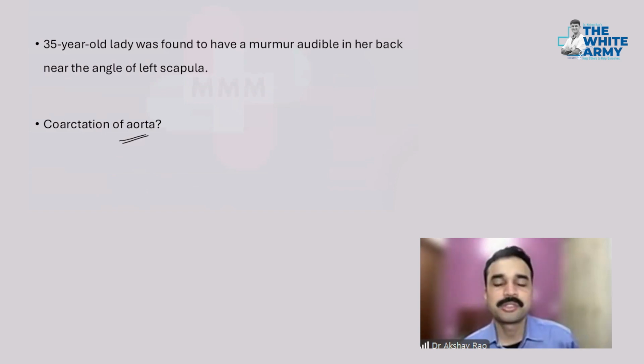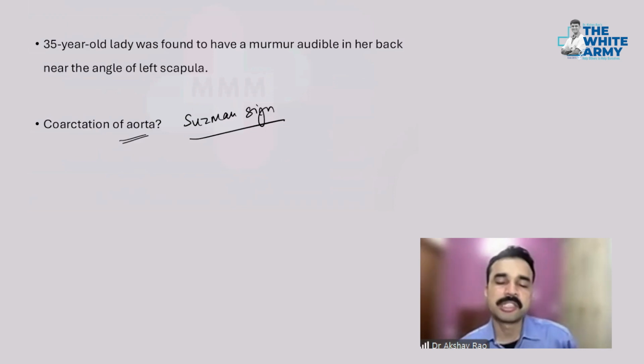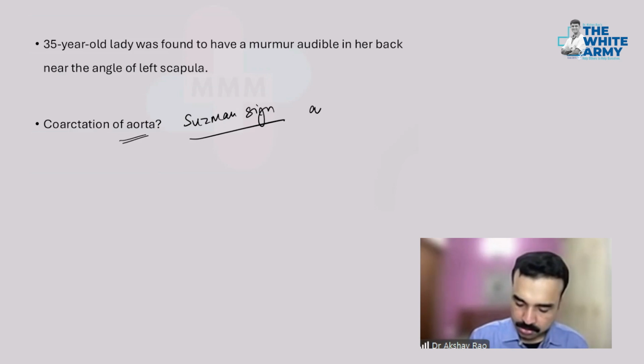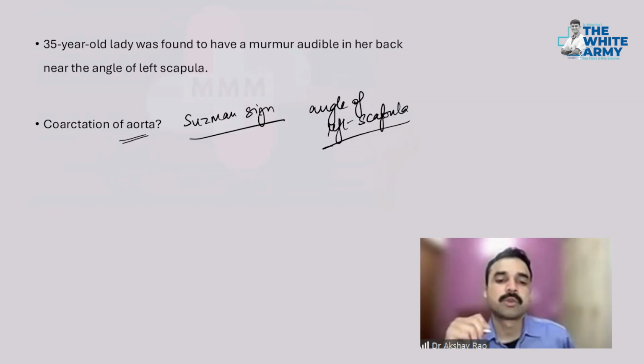So he called us and was discussing that maybe we should look for other signs like Suzman's sign. Suzman's sign in coarctation of aorta is pulsatile arteries because of the presence of collaterals in the back. So pulsatile arteries in the back. And generally the murmur that we hear in coarctation of aorta is again because of the collaterals only, especially at the angle of the scapula. So the angle of the left scapula is where you can pick up this murmur, again because of collaterals opening up with the coarctation.